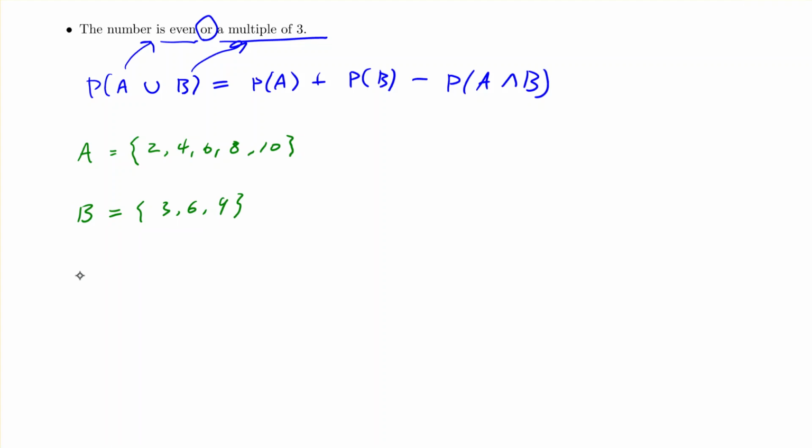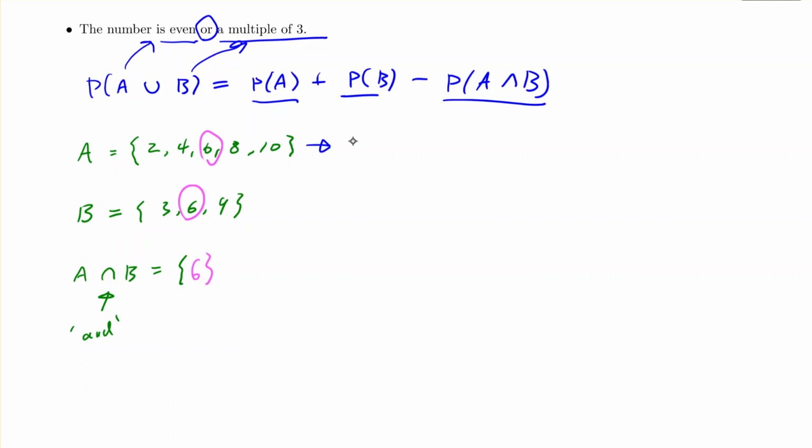Now let's think about this. What is A and B? Again, this symbol means and. Do they have any overlapping part? They do. The overlapping part is 6 right here, right? So we list 6. So we found the probability of each of these by looking at these sample spaces.